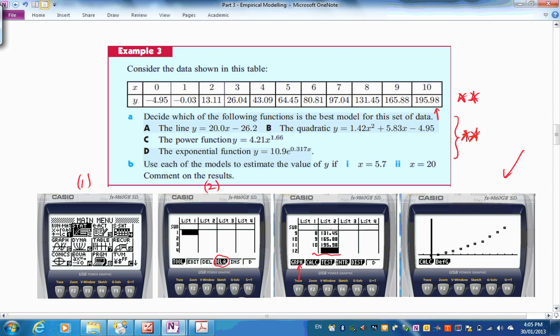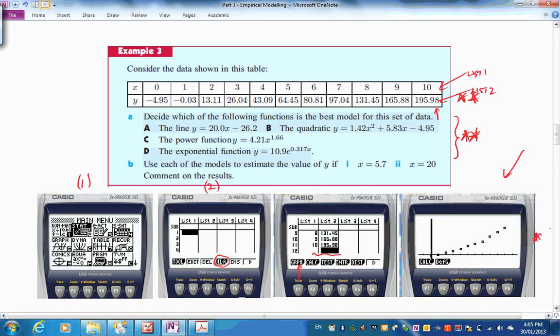When you hit graph, you have an option to set up graph 1, 2 and 3. So you set that up. Our list 1 would be the X list here, list 1, and the Y list would be list 2. And then if you hit graph 1 and draw, here we have the function.